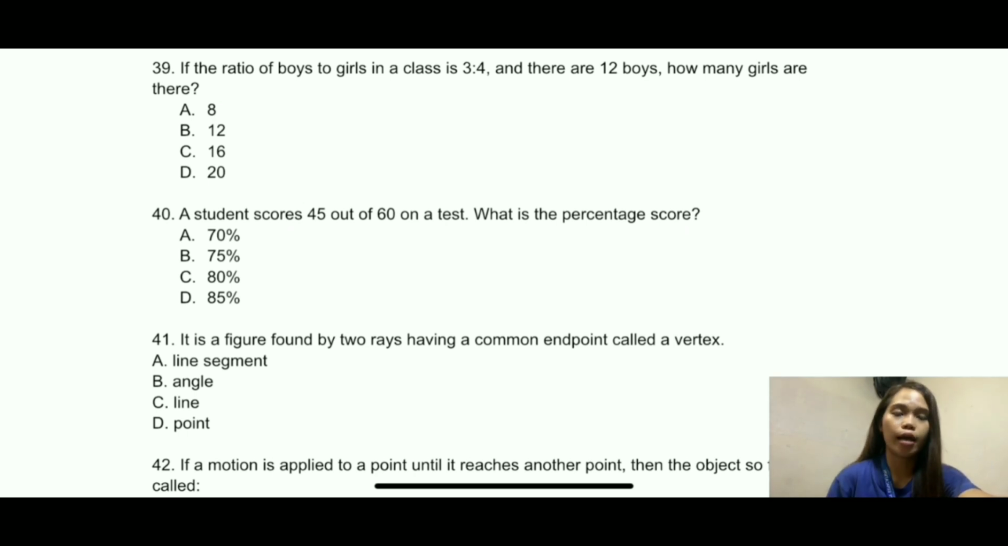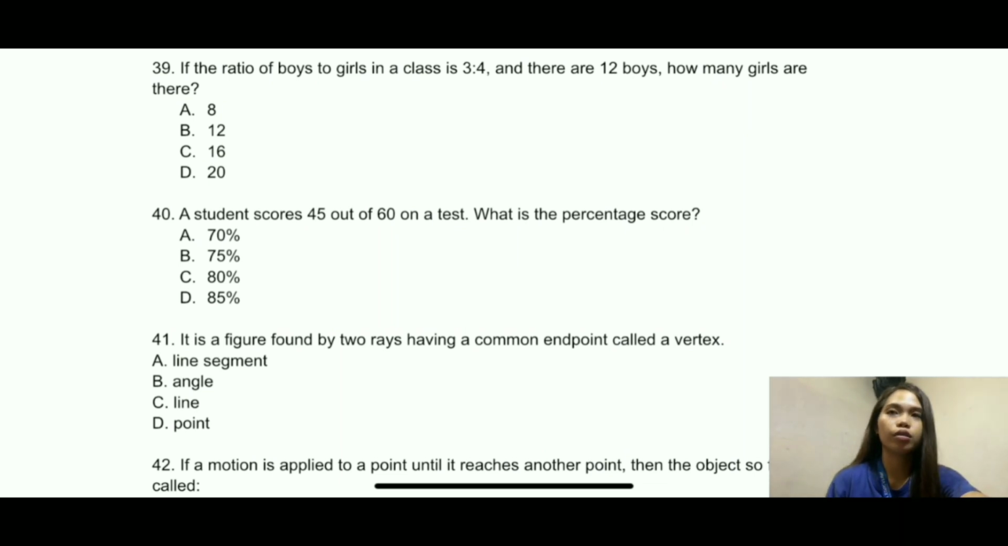So why is it the answer? The ratio 3:4 means for every 3 boys, there are 4 girls. So if the number of boys, which has 3 parts, is 12, we divide it by 3 to get each part, which equals 4. And we multiply 4 by 4 to get the number of girls, which is 16.